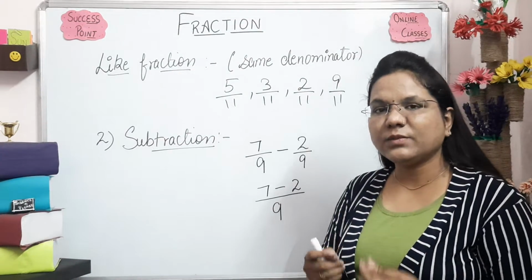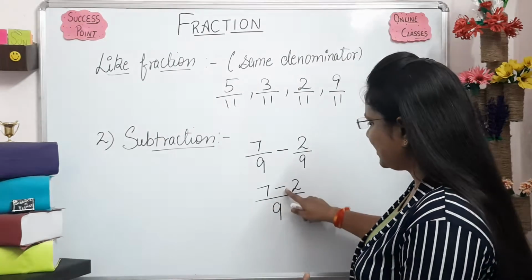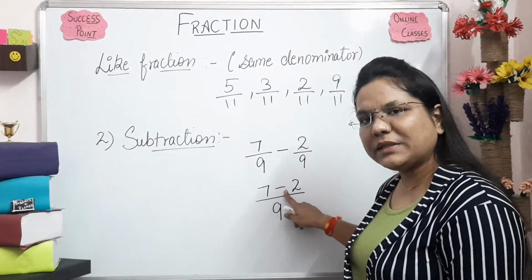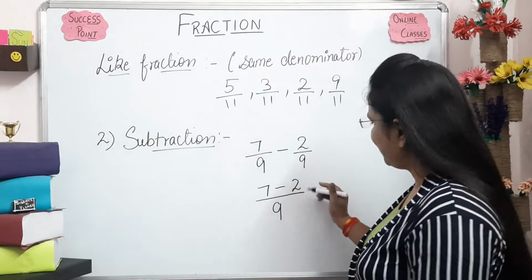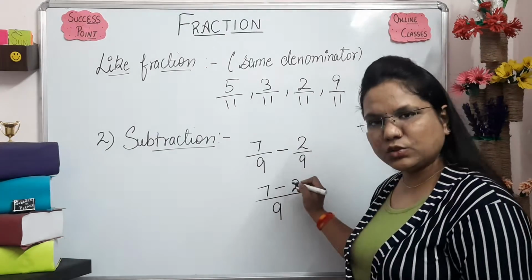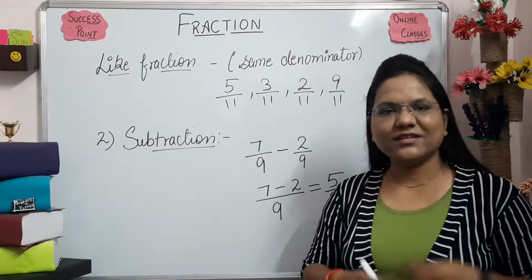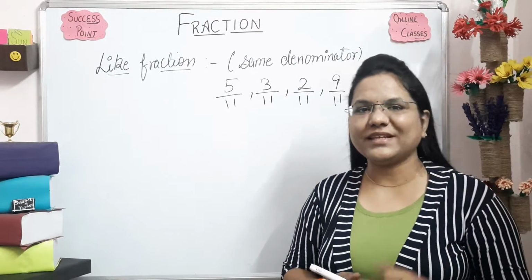So what is the difference between addition and subtraction? We just have to change the sign. Plus, just add the numbers. Subtraction, subtract the numbers. So 7 minus 2, we will get the answer as 5 by 9. Done.